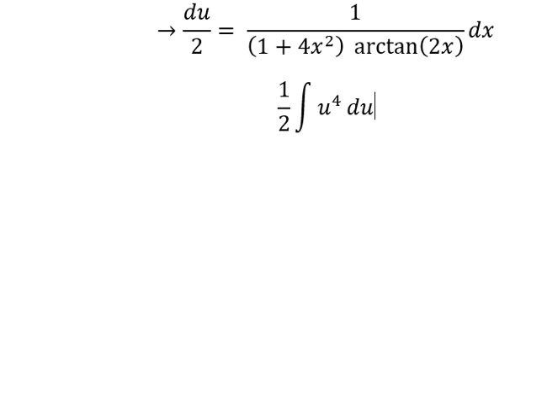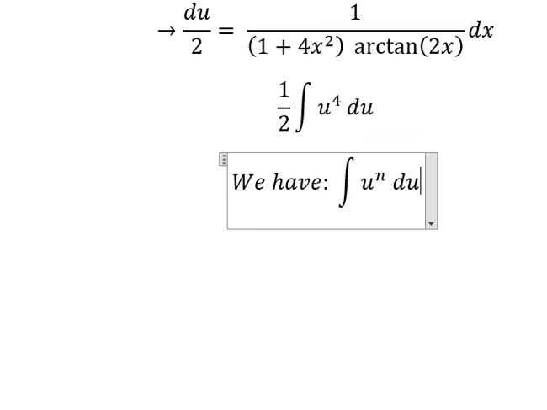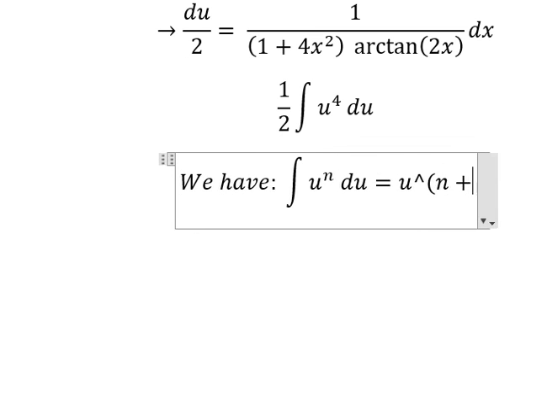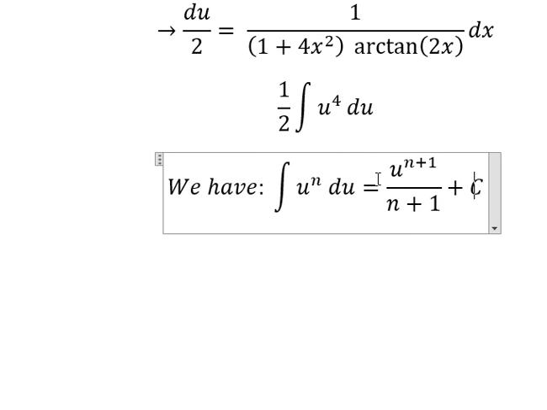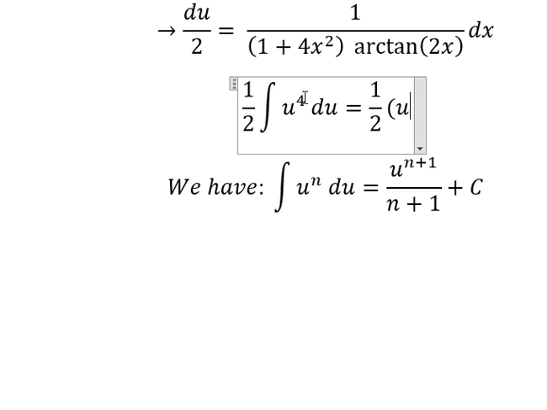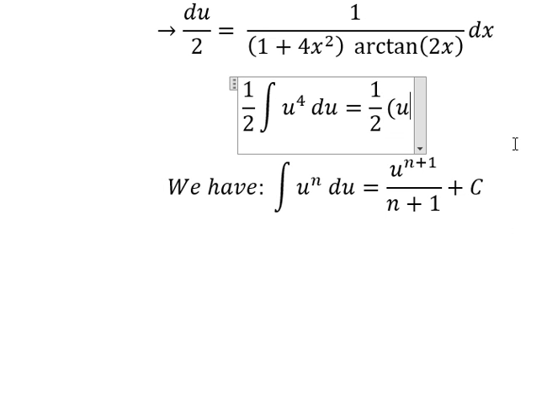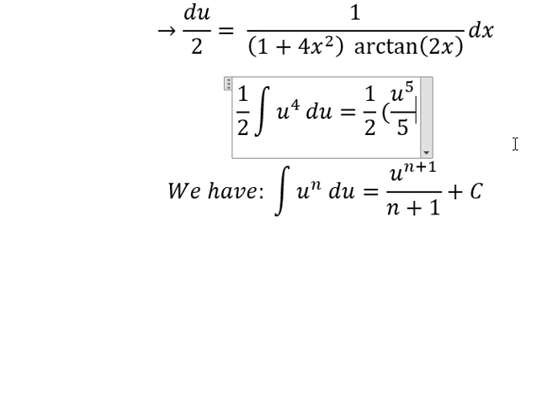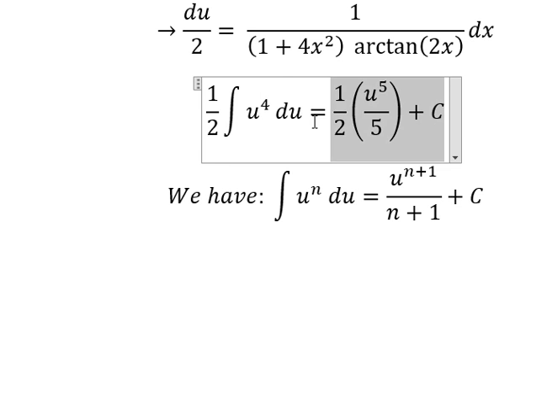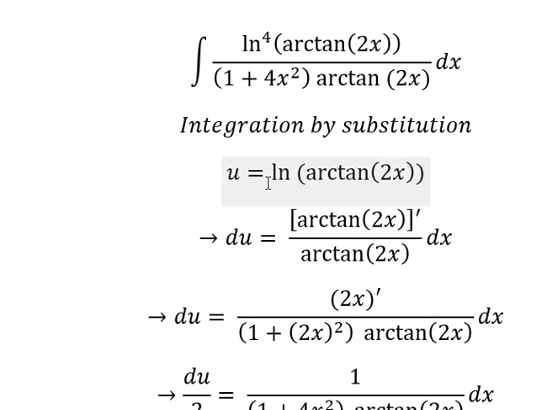And now we have the formula in here. So we put the number 4 gone here. So 4 plus 1 we have the number 5. About u, that is about this one.